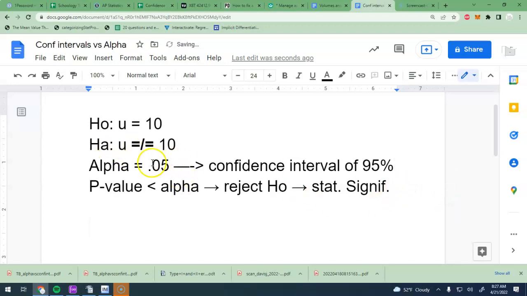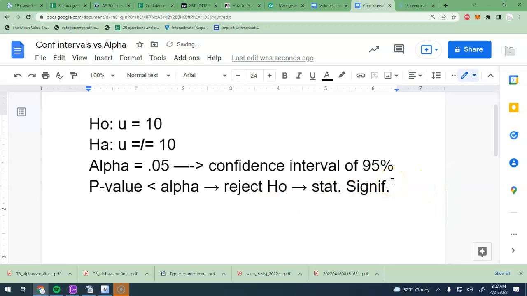That works because these two things add up to 1. I can't highlight them both, but if alpha was 0.10, the confidence interval would be 90%. That matches up with it. They have to add up to 1. If alpha is 0.01, what confidence interval would you be looking at? 99%.